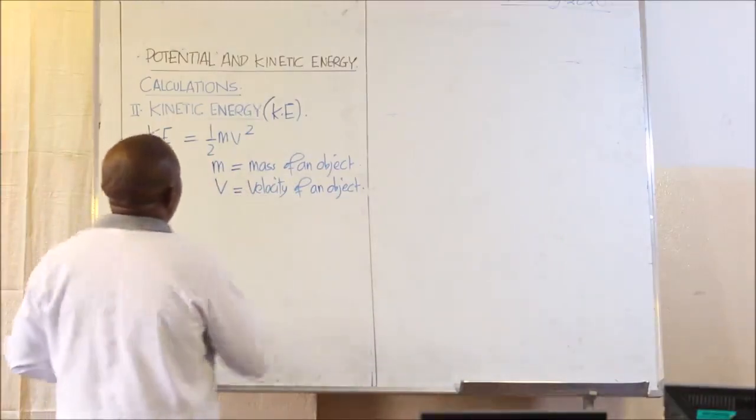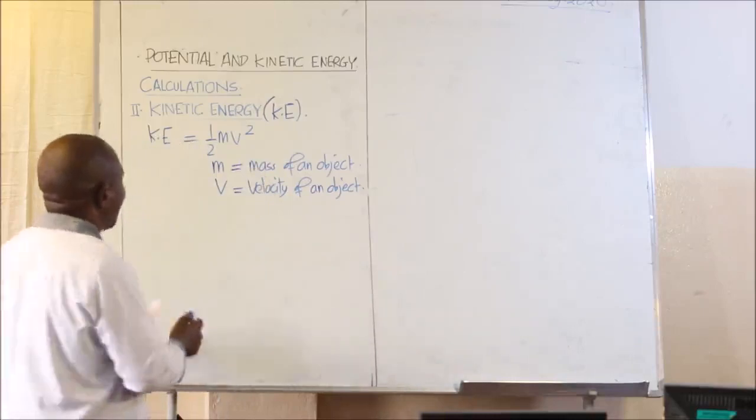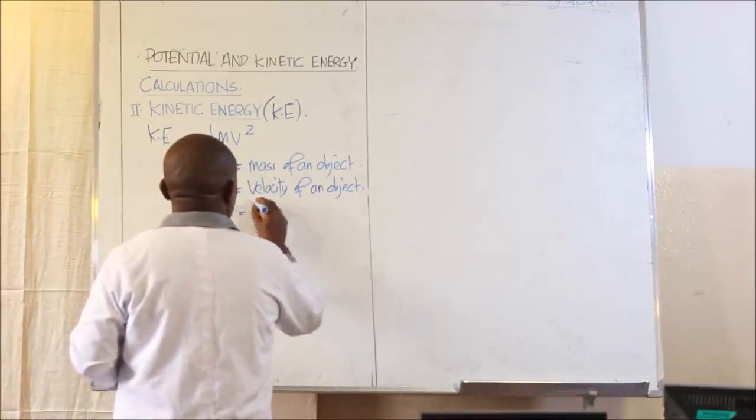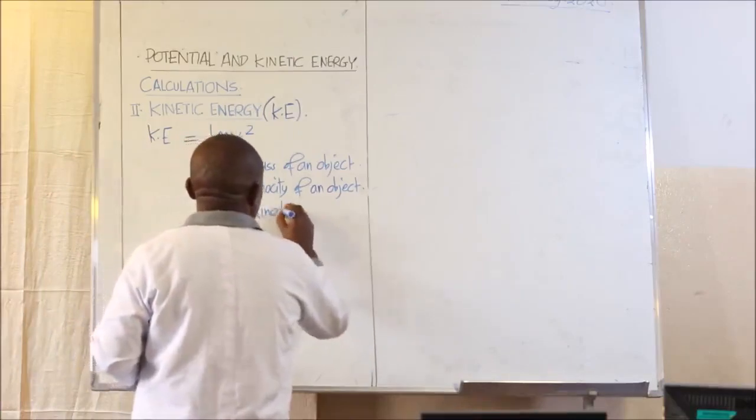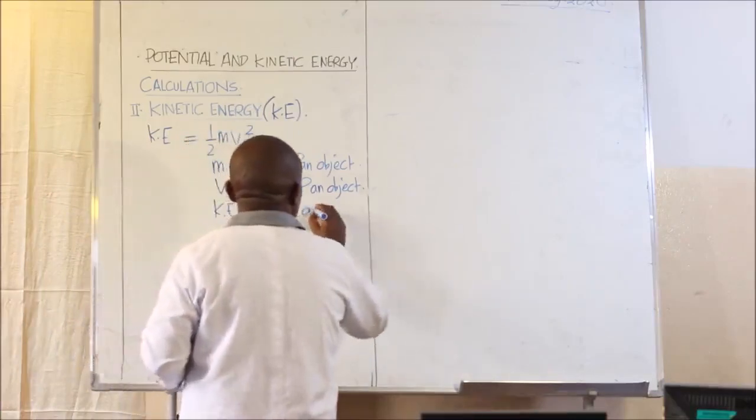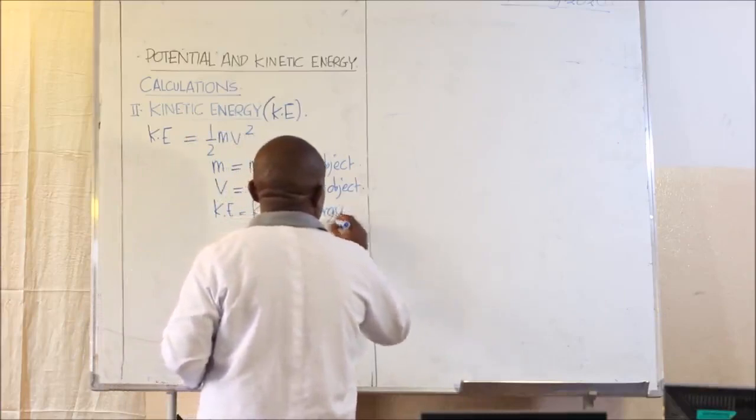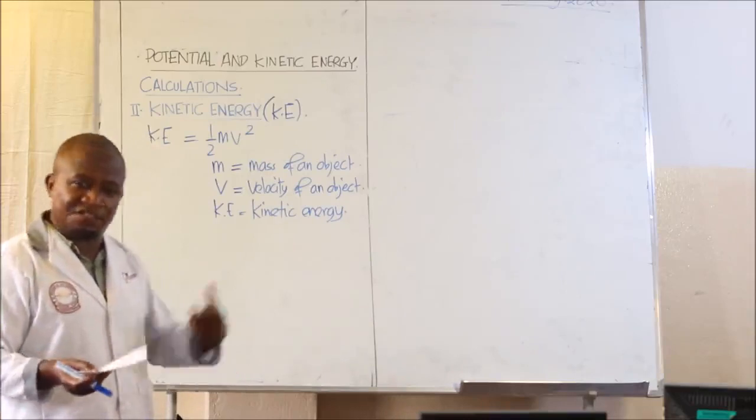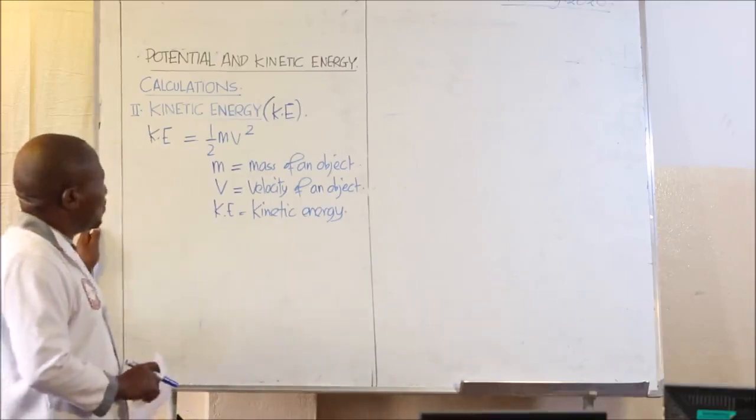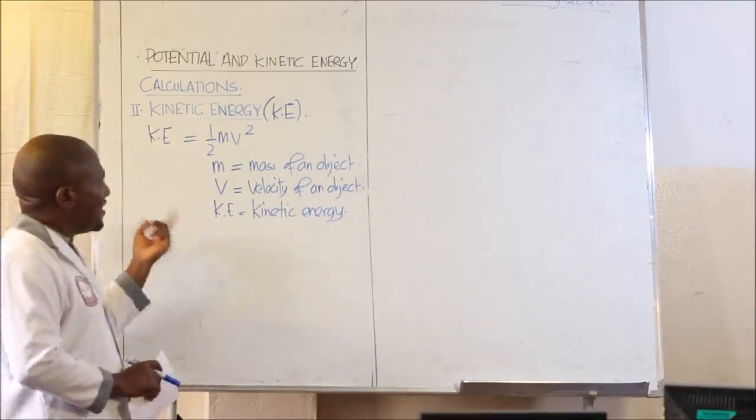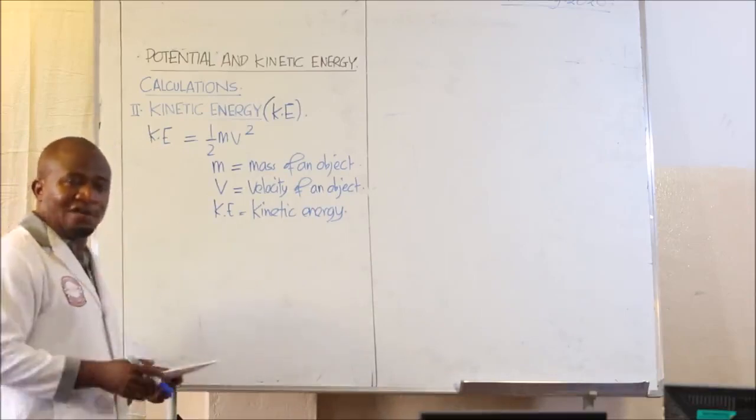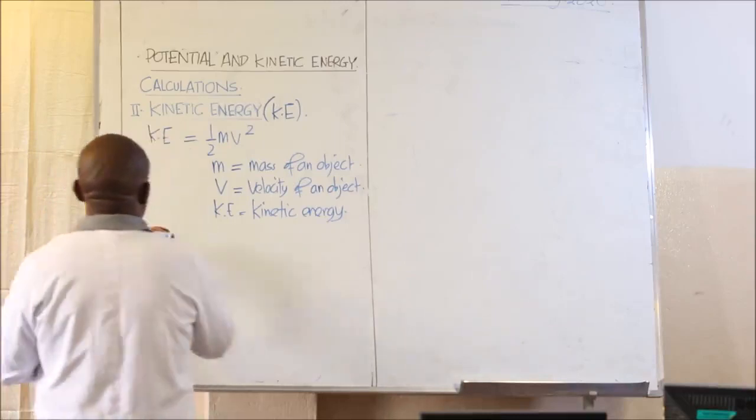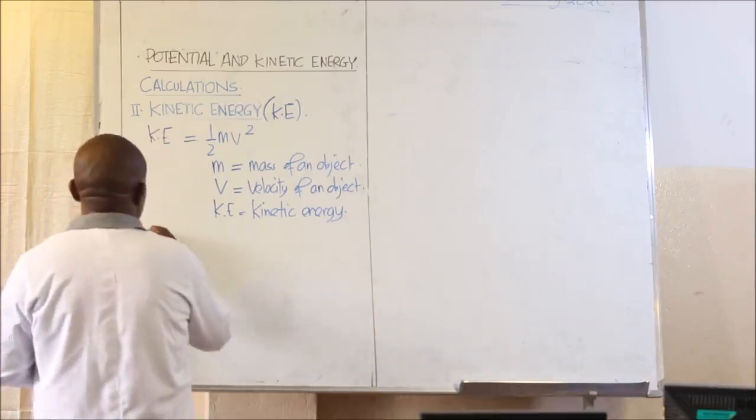Now, KE represents the kinetic energy, that is the energy that a body has by reason of its motion as it moves. Thank you so much. Now, to understand the application of the formula, we have two examples, and please follow me. Example number 1.